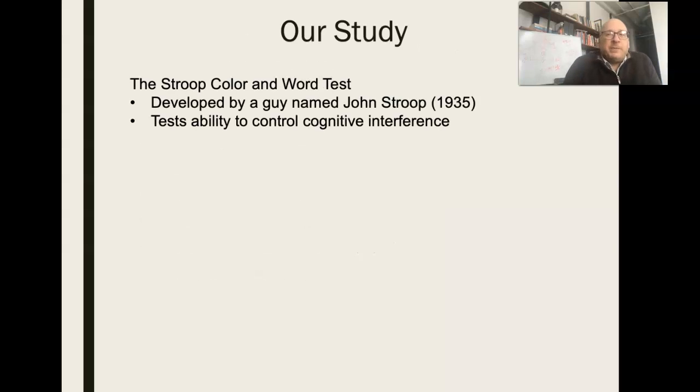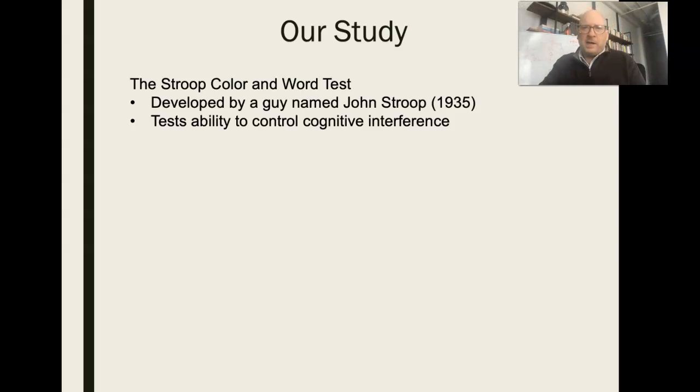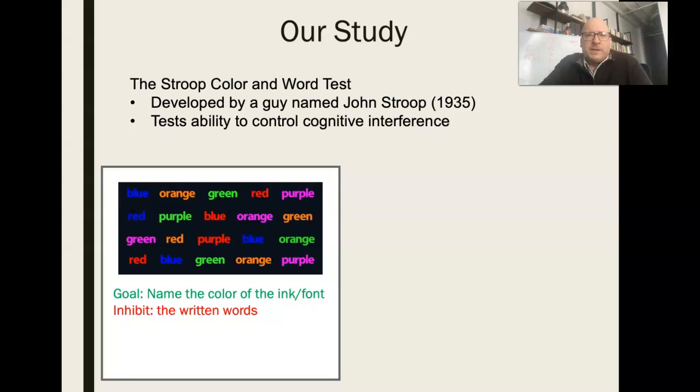All right, so here's the test I wanted to do. There's this test developed by a guy named John Stroop back in the 30s, and it's about attentional control, which is something I've been interested in as a cognitive psychologist. And almost everyone has seen some version of this at some point. In this, he's looking at 2 parts of attention. Attention involves a goal, which is, in this case, naming the color of the ink or the font. He did it in ink. I'm doing it with a font. And to do that, sometimes you have to inhibit the written words.